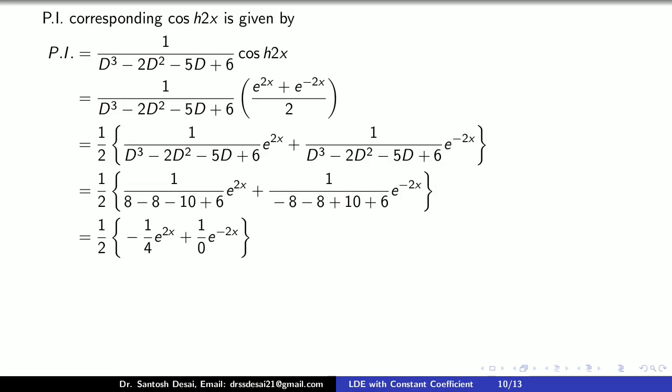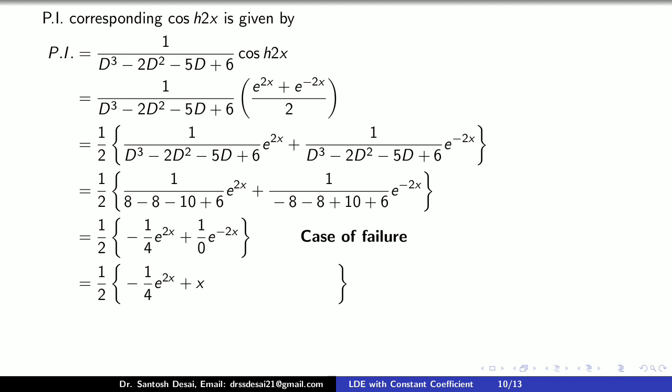Now if the denominator is 0, then the method fails. And here in the second part we are getting 0. So we have to apply the case of failure for the second part only. Remember, we have to apply the case of failure for the second part only. So by applying that case of failure, we get 1 by 2, and the first term is as it is, minus 1 by 4. Then for the case of failure, first we write the independent variable, that is x, and take the derivative of the denominator only.